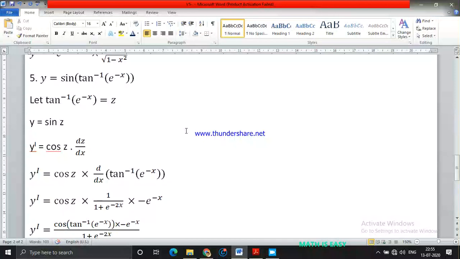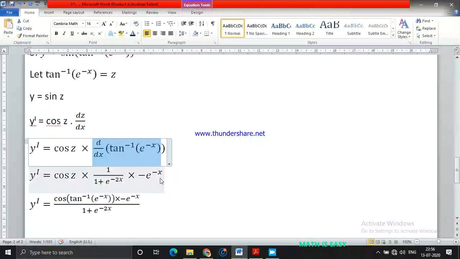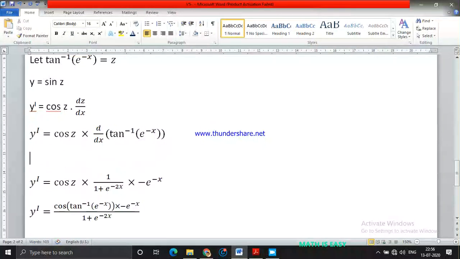So you just have to keep on applying the chain rule. First, this is sine of something, so whatever you have inside the bracket, you replace everything with some variable z. Then it will become sine z. The derivative of sine z is cos z into the derivative of z. So the derivative of z means the derivative of tan inverse. If you want further explanation, you may take this e power minus x as some other variable.